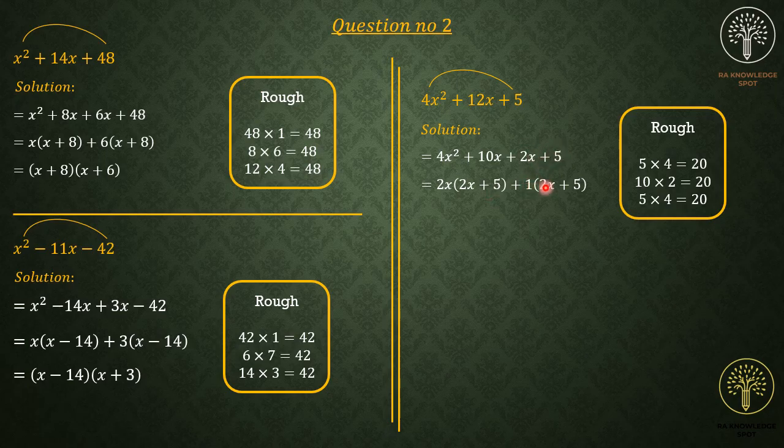When there is no number common in the two terms, obviously you have to take 1. Then 1 2s are 2 and 1 5s are 5. Now the whole bracket is actually a common term, and that is what is left.